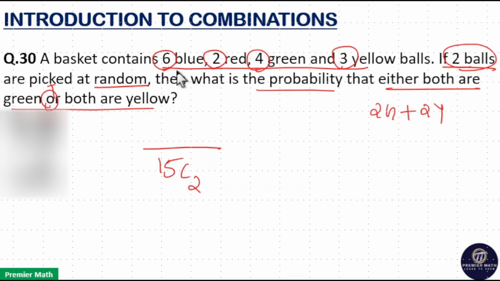Now favorable outcome means either both are green, either it can be 2 green or it can be 2 yellow. So these 2 green or yellow can be selected from these 4 green and 3 yellow. You can ignore blue and red. So 2 green selected from 4 green in 4C2 ways.